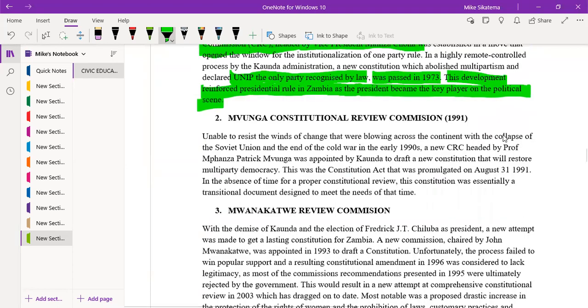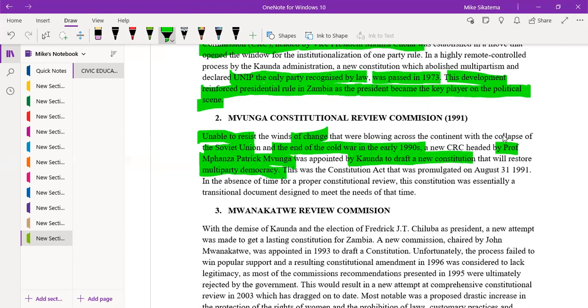So let's now go to the Mvunga Constitutional Review Commission. Now people are becoming woke, and they've had it. Unable to resist the winds of change, you can't resist change, that were blowing across the continent with the collapse of the Soviet Union and the end of the Cold War in the early 90s. That was post-Cold War. A new constitutional reform commission, headed by Professor Mfanza Patrick Mvunga, was appointed by Kaunda to draft a new constitution that will restore multi-party democracy.